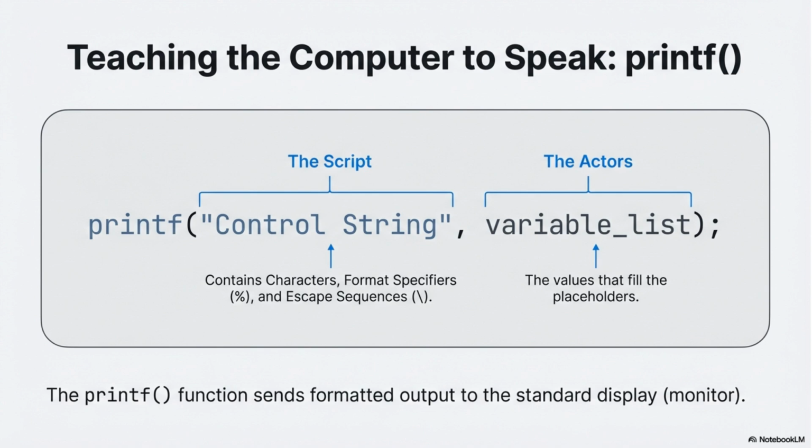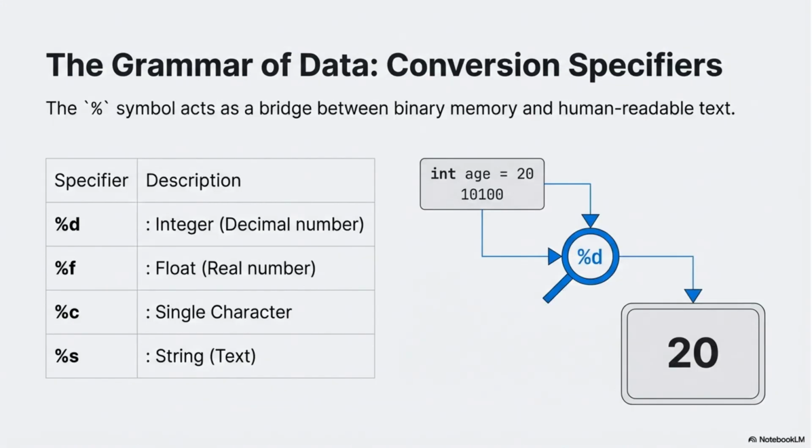The printf function sends formatted output to the monitor. It requires a control string, which acts as the script, and a variable list providing the values or actors to fill the placeholders. Conversion specifiers, starting with the %, are the grammar of data. They bridge binary memory to readable text. For example, %d converts a binary integer into a decimal number for display.